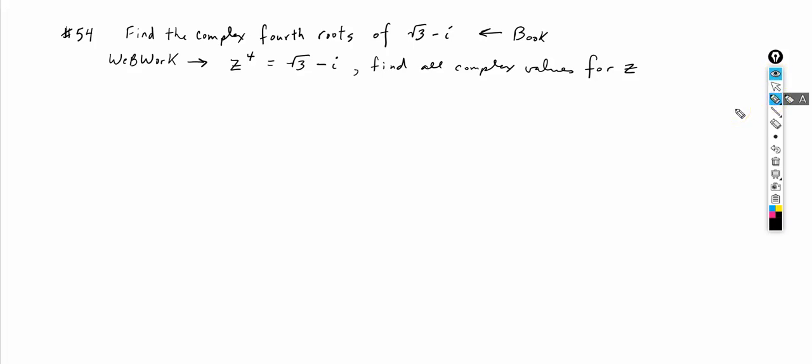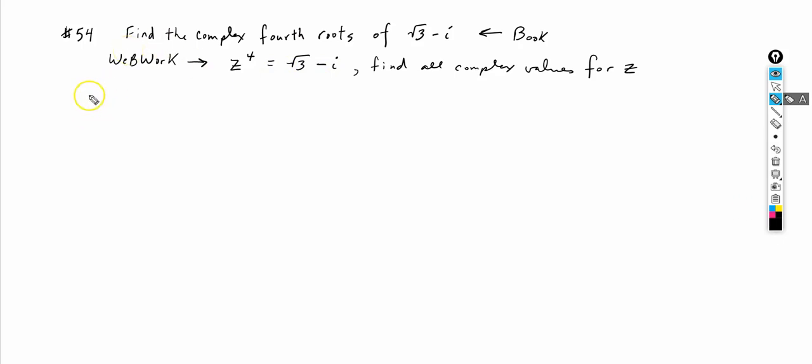Okay, we're going to be looking at number 54 from the textbook. In the book, the wording of this problem says to find the complex fourth roots of the square root of 3 minus i. If you were to get this problem in WebWork, it would be phrased, suppose z to the fourth power is equal to the square root of 3 minus i. Find all complex values for z. So that involves taking the fourth roots of the square root of 3 minus i. So it's the same problem, it's just worded a little bit differently.